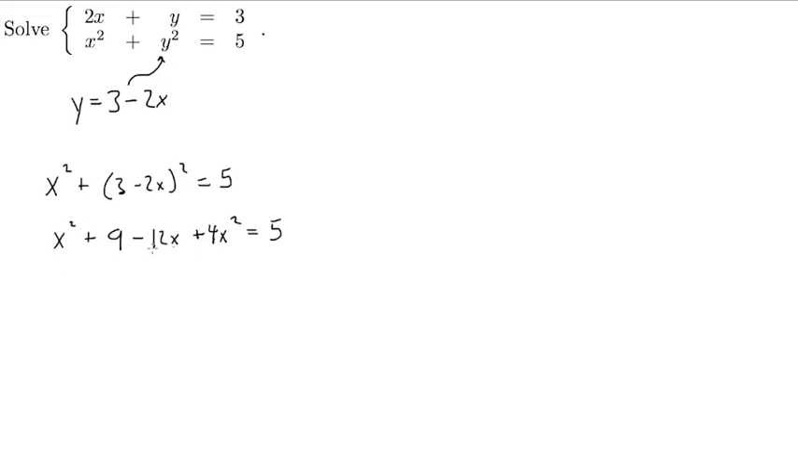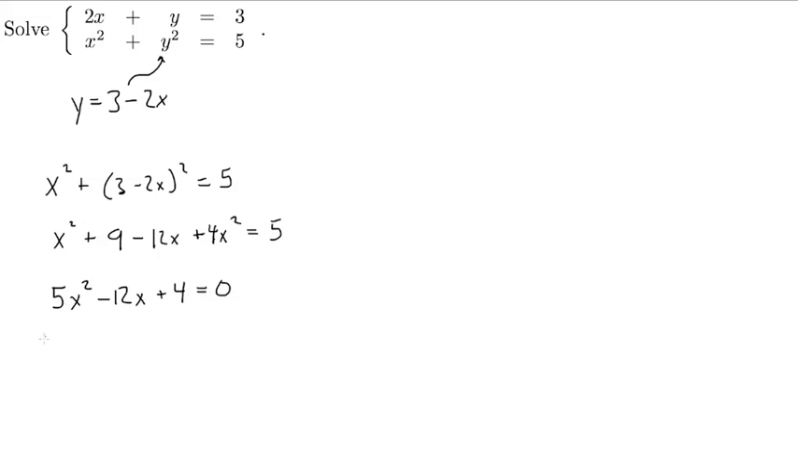Let's simplify everything on the left-hand side. x squared plus 4x squared, that's going to be 5x squared minus 12x. And my constant term on the left-hand side is 9. Let me subtract 5 from both sides. So that's going to make this plus 4. And I'm left with 0 on the right-hand side. All right. This doesn't look like a terribly pleasant thing to factor.